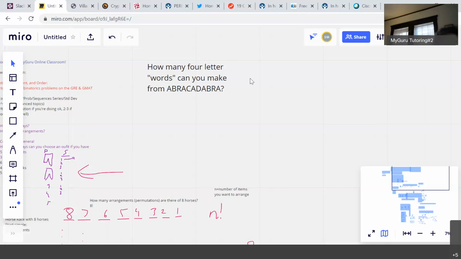We'll talk about this in a couple of minutes. I should specify, I'm not talking about actual words here. It's basically a word being any 4-letter combination, any 4-letter grouping. Now, when you see a question like this, you want to basically make sure that it actually is one of these types of questions.